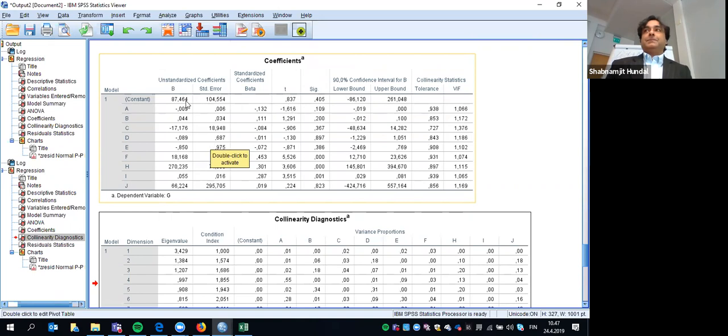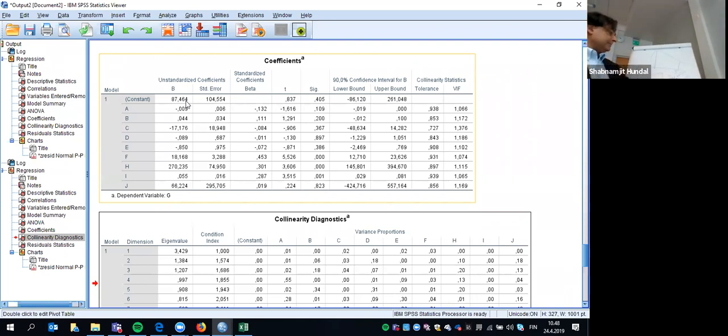Constant is very important. Imagine your relationship that you want to study is that sales depends on advertisement. That's your research, the model. And you find that sales is equal to alpha plus, sales is equal to 0.3 plus 0.7 advertisement.